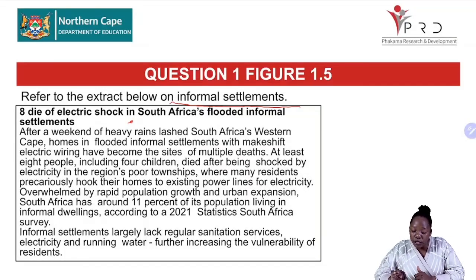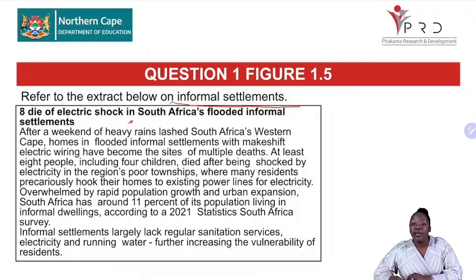Overwhelmed by rapid population growth and urban expansion. You can see here a population growth. Remember, this is the urban concept. Your urban expansion is another urban concept. So South Africa has around 11% of its population living in informal dwellings. According to 2021 statistics, in South Africa's survey, informal settlements largely lack regular sanitation services, electricity, and running water, further increasing the vulnerability of the residents.